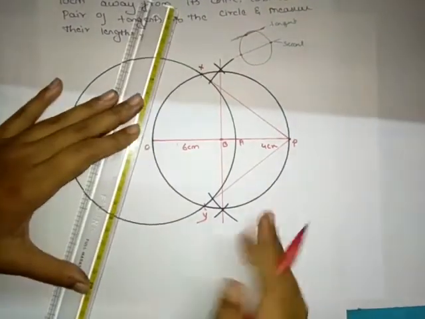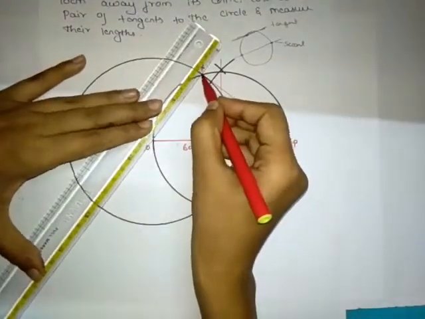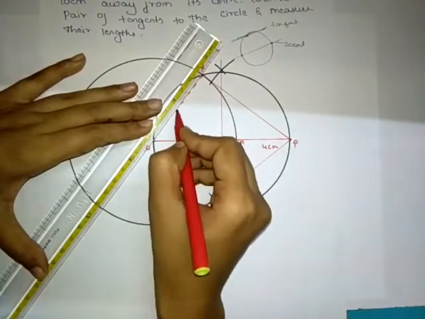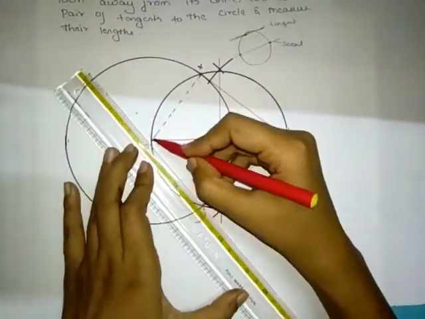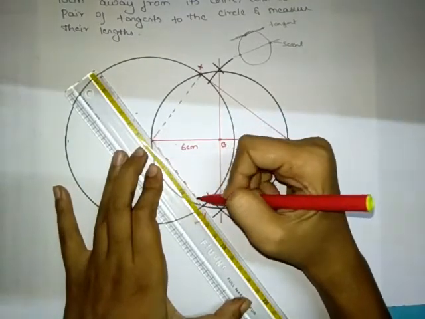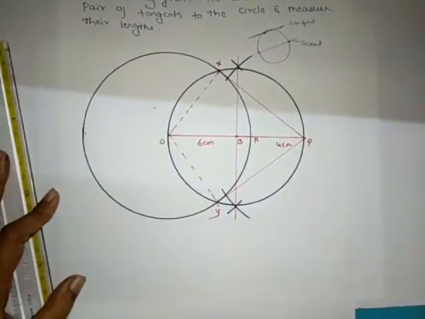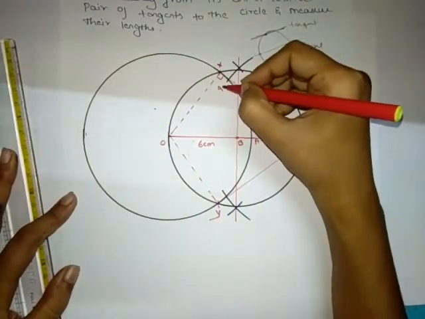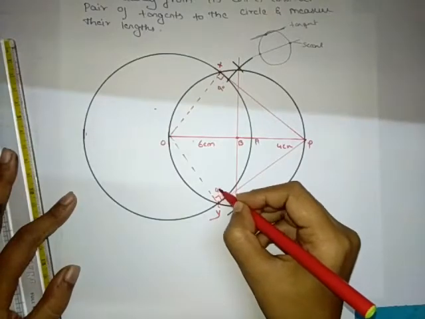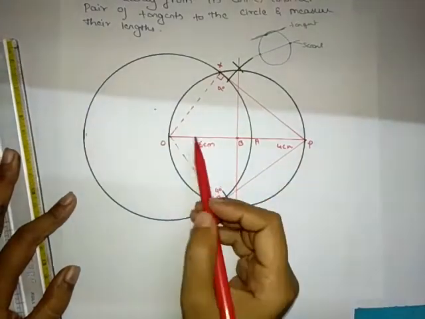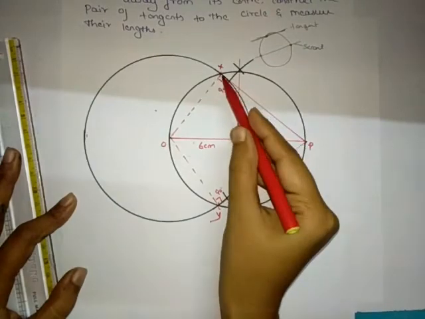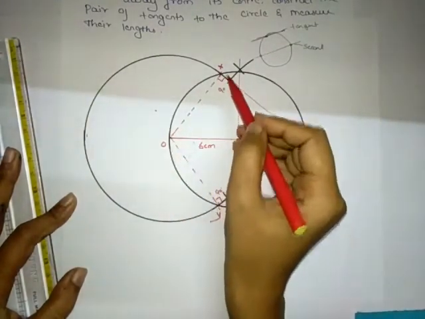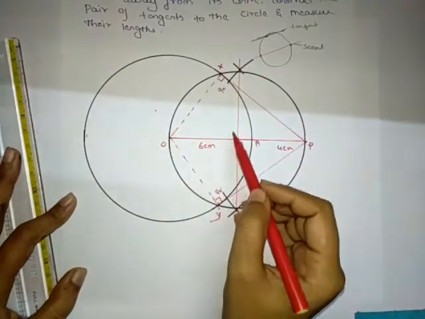Next we'll join X and O. X and O is nothing but a radius of this bigger circle, isn't it? Then we'll join these two radii. Now I will say that angle X is 90 degrees and even angle Y is also 90 degrees, because this angle is made on the semicircle, because this angle is made on the semicircle of the duplicate circle.